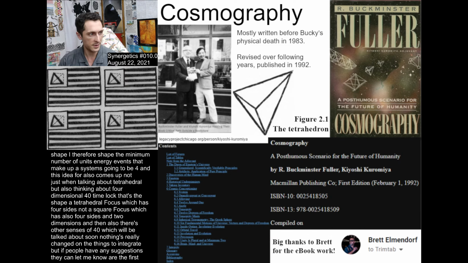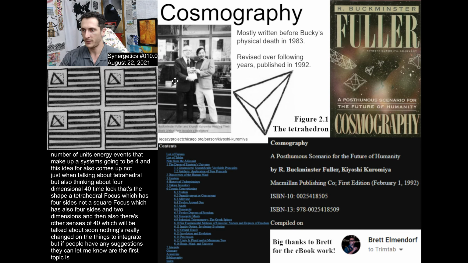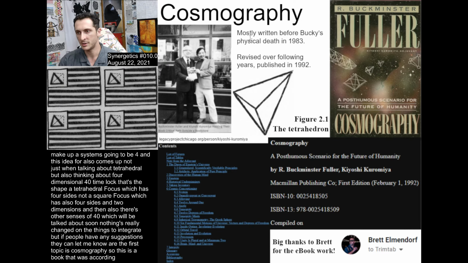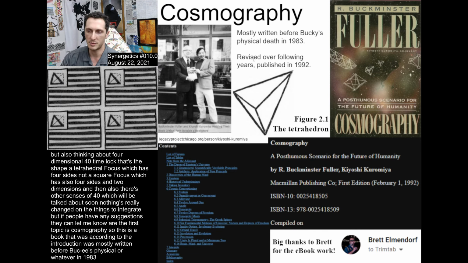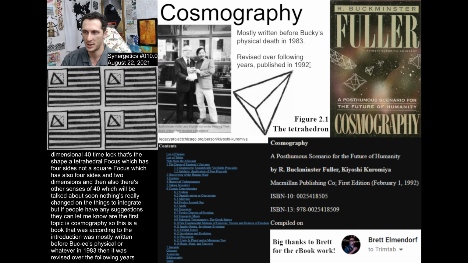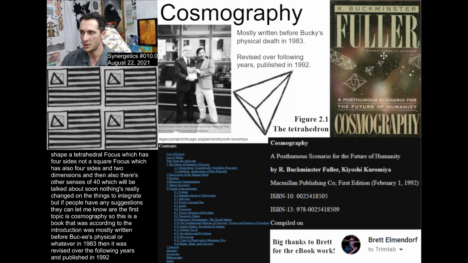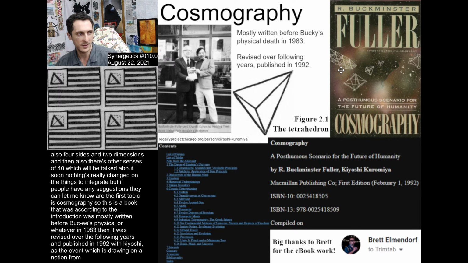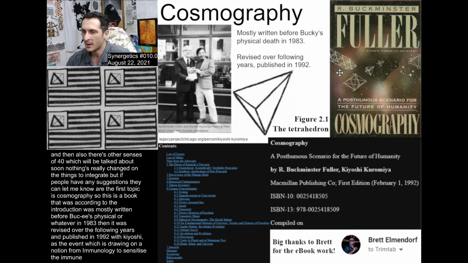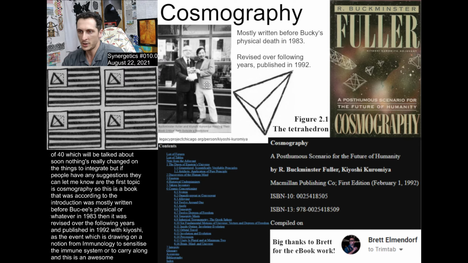All right, the first topic is cosmography. So this is a book that was, according to the introduction, mostly written before Bucky's physical death in 1983. Then it was revised over the following years and published in 1992 with Kiyoshi Kuromiya as the adjuvant, which is drawing on a notion from immunology to sensitize the immune system or to carry along. And this is an awesome book.